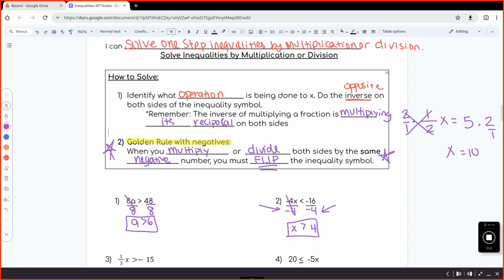Because here you divided both sides by negative 4, the same negative number, that's why we flipped the inequality symbol. We did not do that in the first example because there we divided by positive 8, so no need to flip. But here we had a flip because we divided both sides by negative 4. All right, moving on.